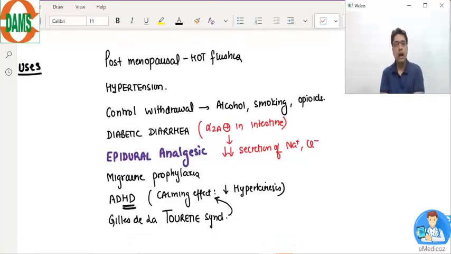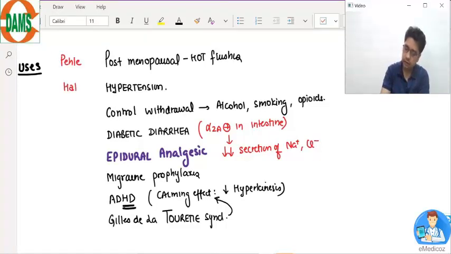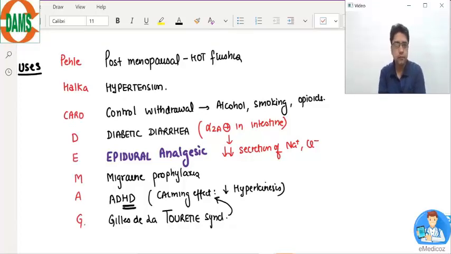Now, how to remember this whole thing? You'll write the mnemonic. Pehle, halka, karo, dimag. Okay. Pehle, halka, karo, dimag.